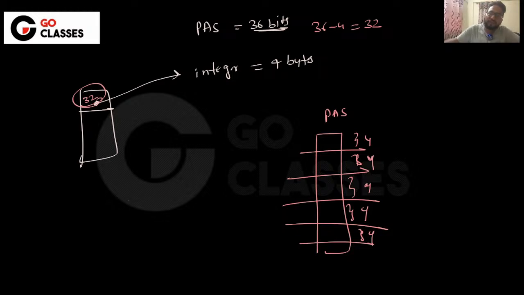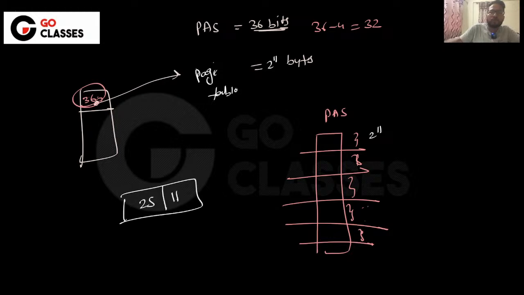Now suppose instead of an integer, it is a character that is just having 1 byte, so you will be requiring 36 bits here. Okay. Similarly, if it is a page table that is having, let's suppose, 2 power 11 bytes, then since each is having 2 power 11, how many such chunks or sub pages are possible? You have to divide your physical address space like this, 11, and this is 25. So you need 25 bits here.